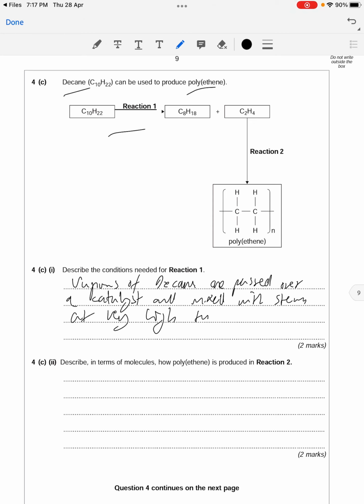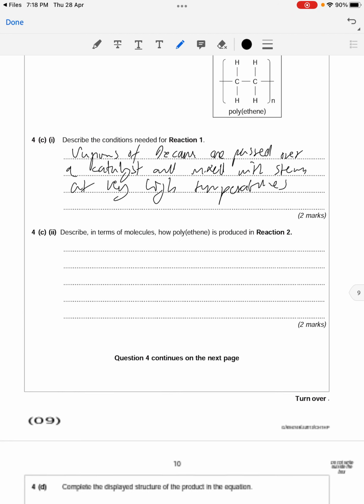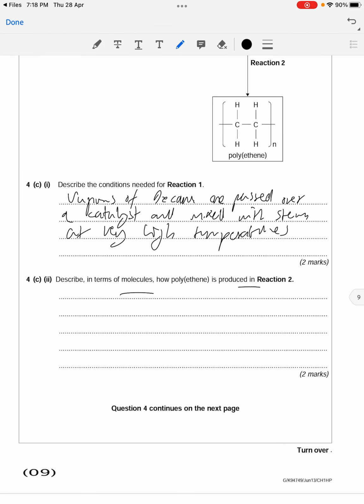Mentioning high temperatures gets 1 mark. You have to mention vapors of decane to get 1 mark, and you could mention either passing over a catalyst or mixing with steam at high temperatures. That could get you 1 mark. Or individually, you can just say the vapors of decane are mixed with steam at very high temperatures. Now, describe in terms of molecules how polyethylene is produced in reaction 2.